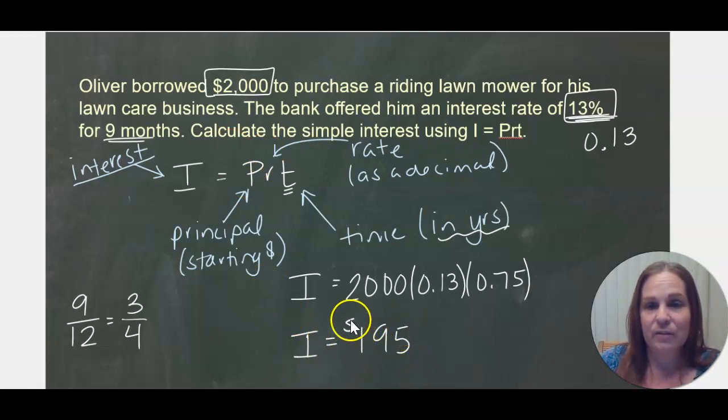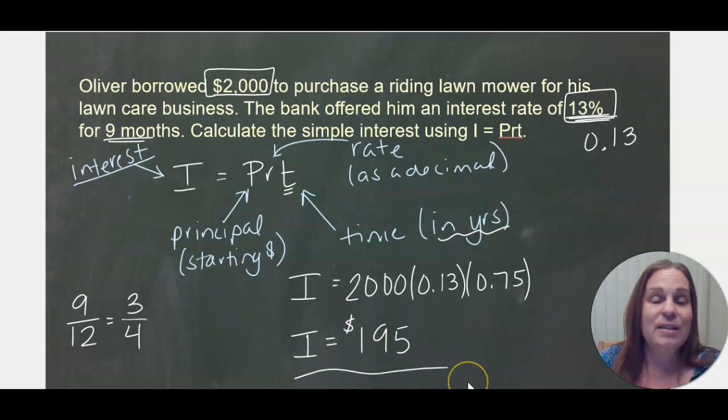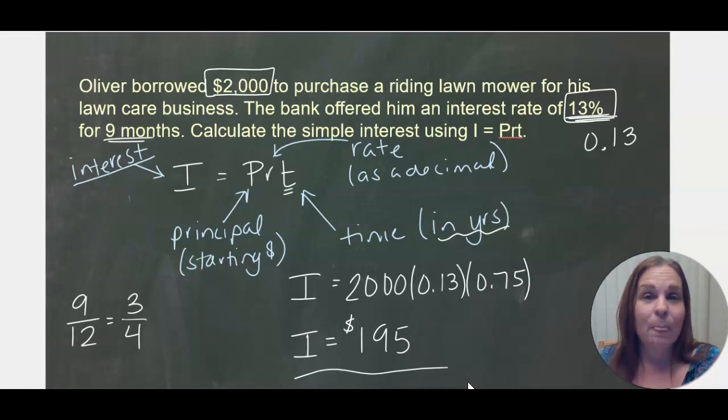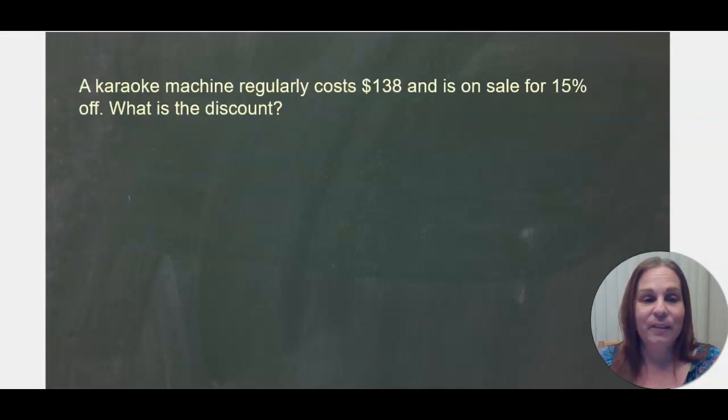$195. Now be careful on these interest questions because sometimes they ask you for just the interest and sometimes they ask you for the full amount that has to be paid back, which would be the 2,000 plus the 195. Okay, in this problem they're just asking for the interest. All right.